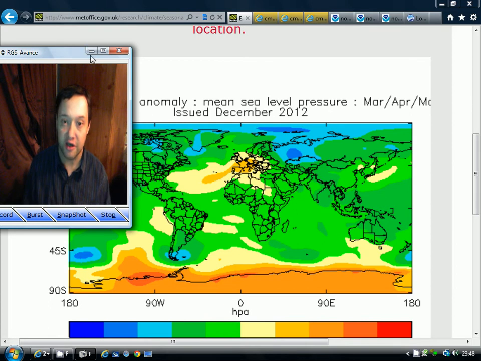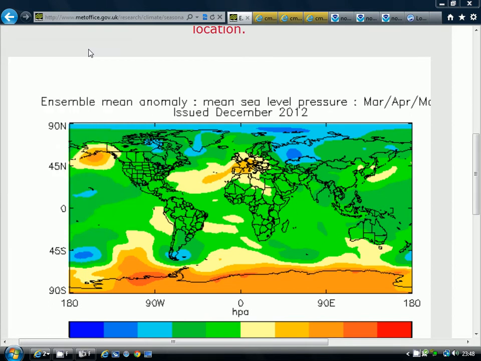So I'm going to start off with the UK Met Office, and we're starting off with the sea level pressure anomaly from the seasonal model, and this is the sea level pressure anomaly for March, April, May, the spring of 2013. The model is predicting above average heights, I should say above average pressure, across much of Europe, central and southern Europe. The British Isles is in near normal pressure, and below average pressure is being predicted up to the northwest.